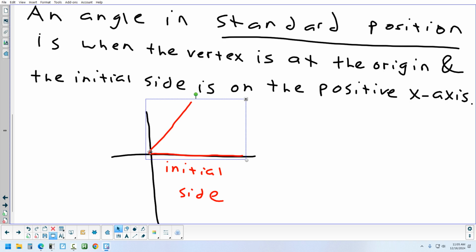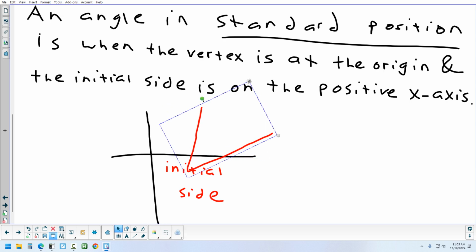Okay. How about if I did this? Is that still standard position? No, what's wrong with that? So what doesn't make that standard position? Yeah? The vertex isn't at the origin. Vertex is not at the origin. Yep.